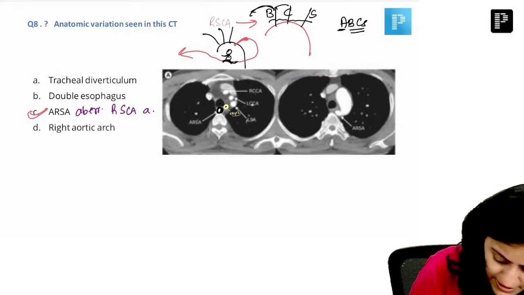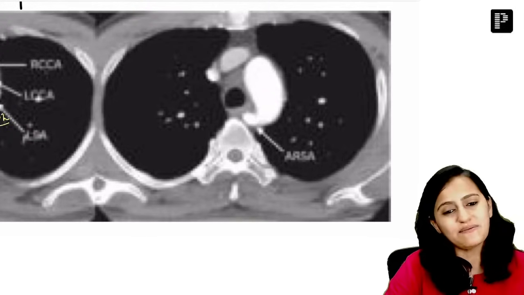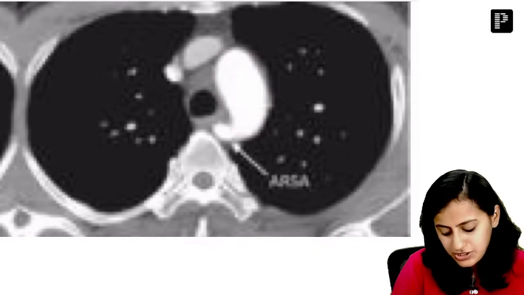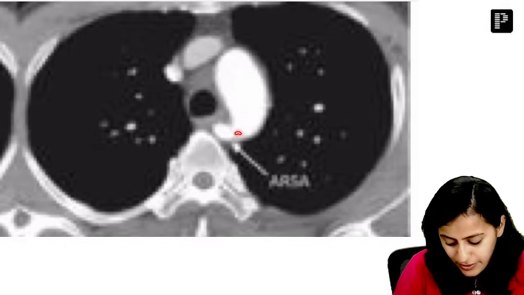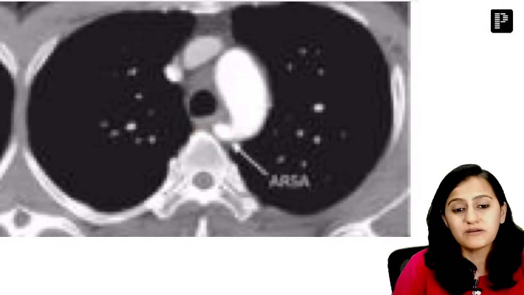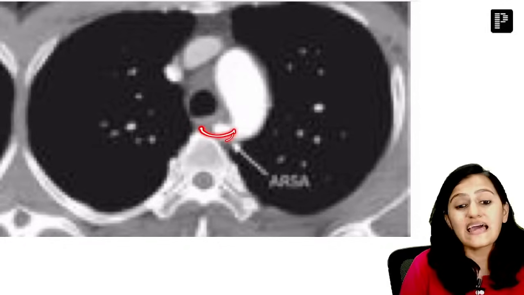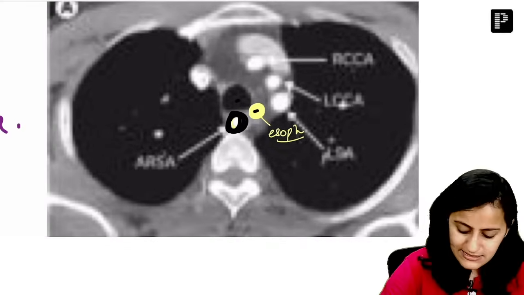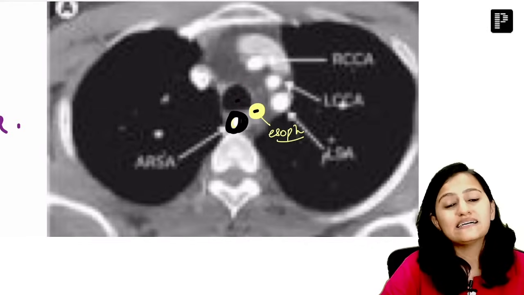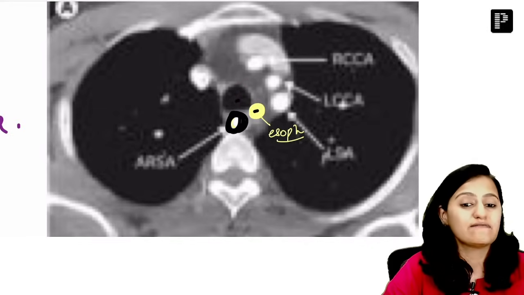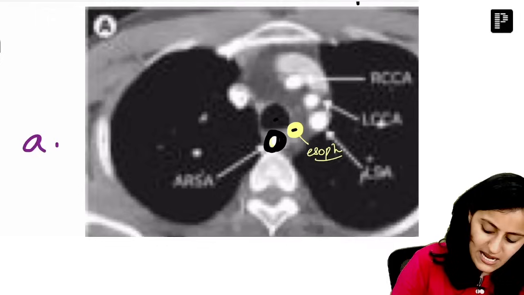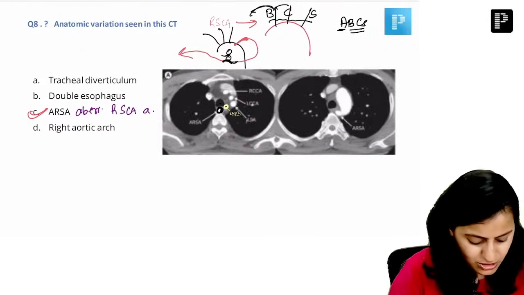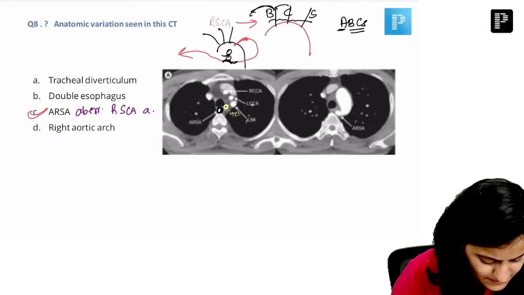Clear with everyone? Of course, if they would have given you this image, this would have been very clear. This is the arch of the aorta, and this is another artery going in front of the vertebra, behind the esophagus. This is aberrant right subclavian artery. But they did not give you that image. The image had two air-filled structures, and that's why the confusion of tracheal diverticulum came in. When you see an artery which is in front of the vertebra, it is ARSA for sure.